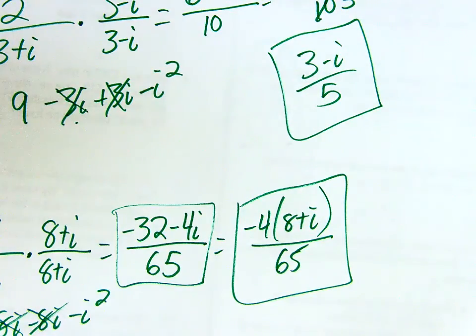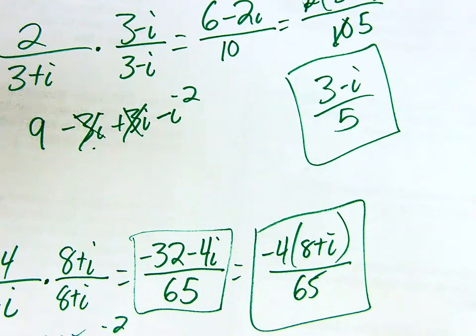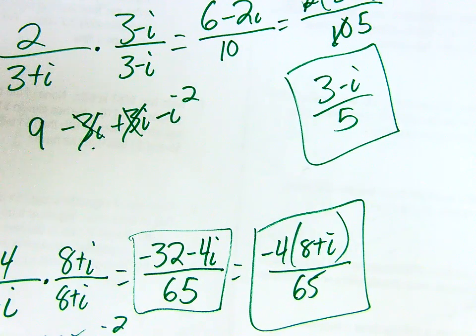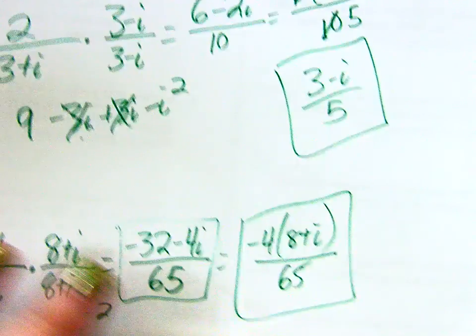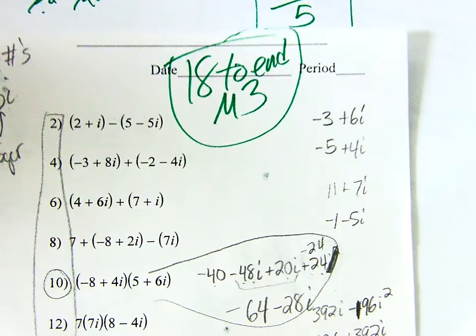So, your homework this evening, let's see, what shall we do? How about we start at 18 and we do the multiples of 3. So 18 to the end, multiples of 3.